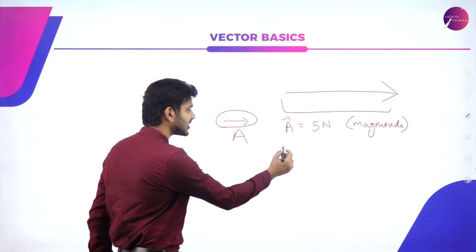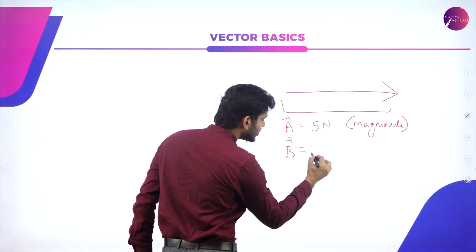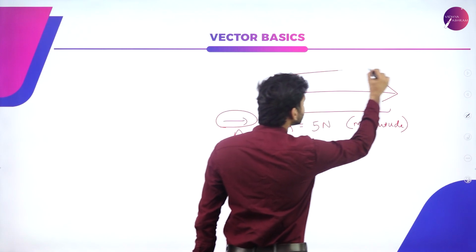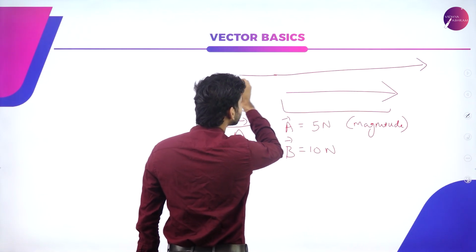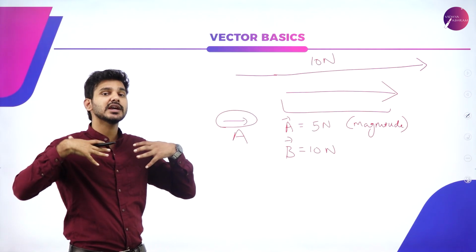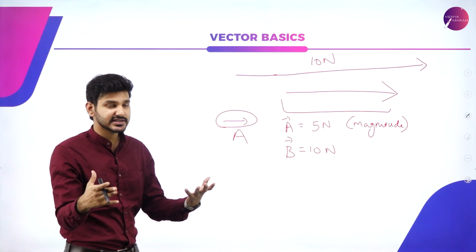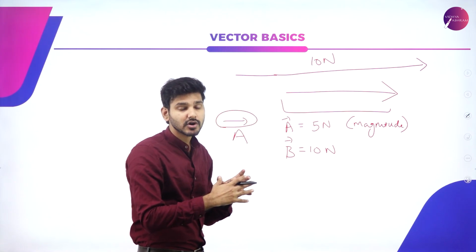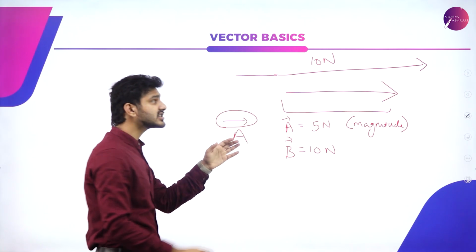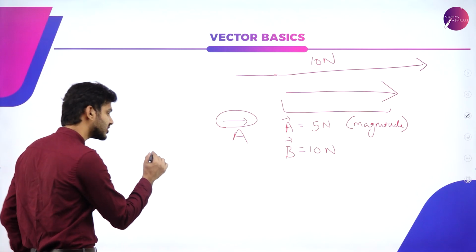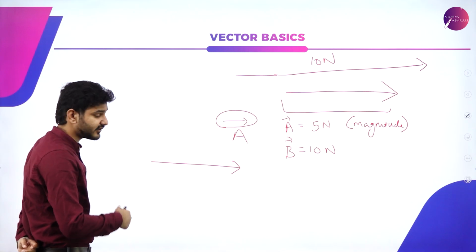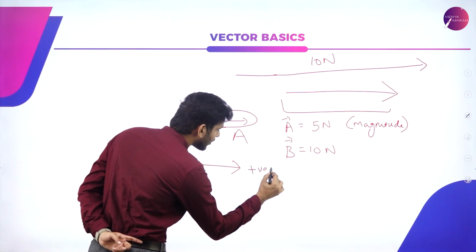And if I draw something such as vector B, which is equal to 10 newtons, then automatically the arrow will grow; the length of a vector having 10 newtons will be more. Remember, as the magnitude value increases, the size of the vector also grows. The direction of the vector is also important. If I draw a vector from left to right, then referencing this frame, I can say it is going in the positive direction.